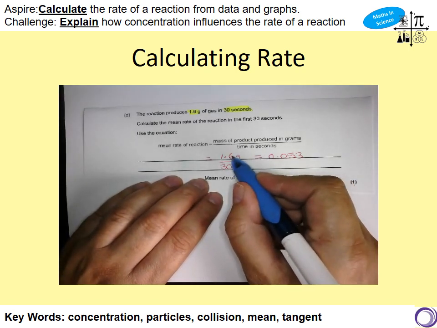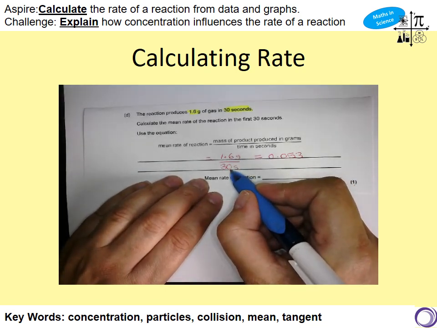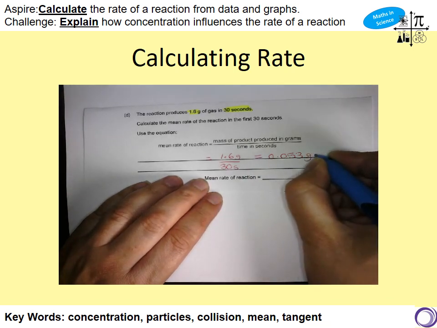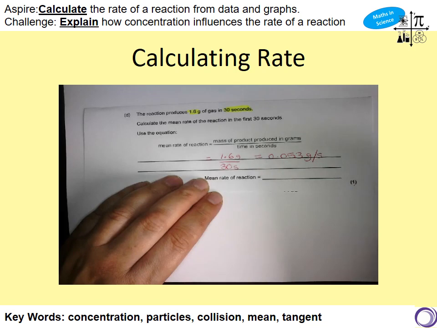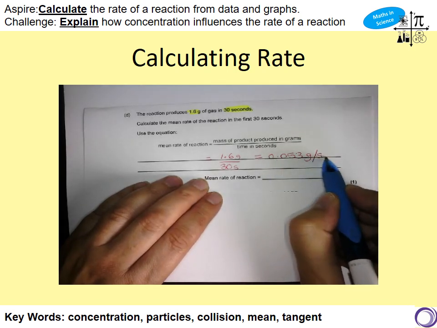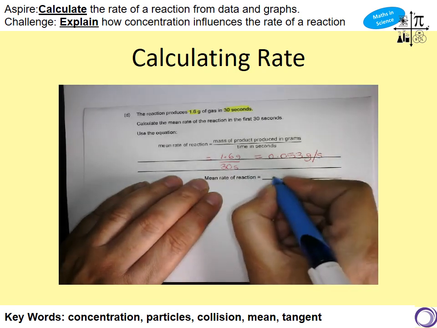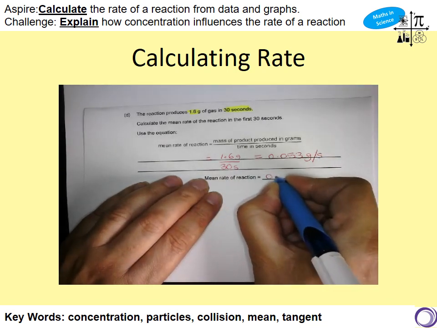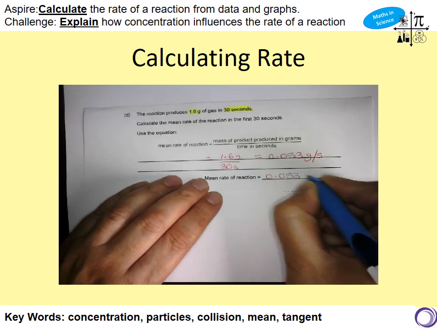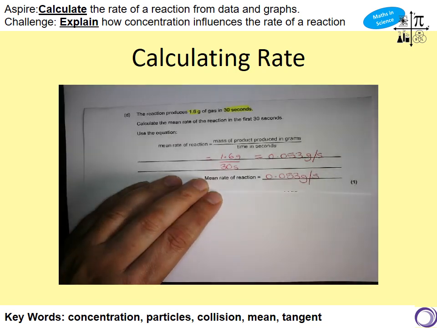Now they may ask you to work out what the units are, and in just the same way that we have divided 1.6 by 30, we would also divide the grams by seconds. So the units would be grams per second. That's just another way of writing grams divided by seconds. So our answer to this question would be 0.053 grams per second.